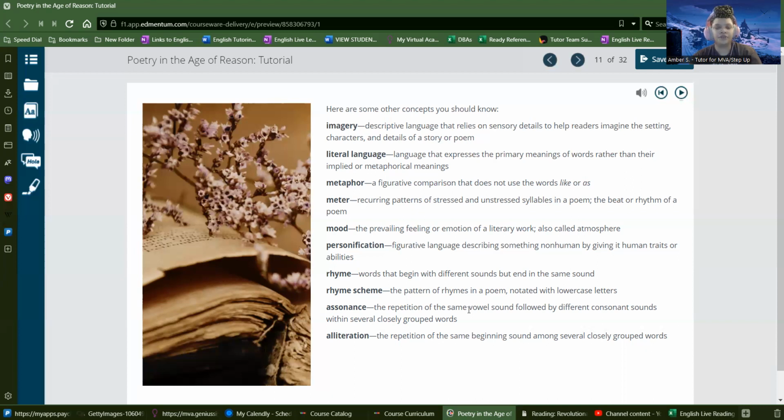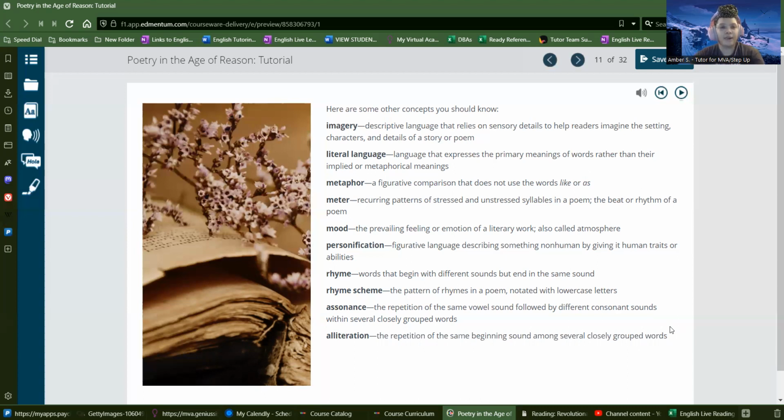As a short refresher, vowels are A, E, I, O, U, and sometimes Y. So ground has that O-U-N-D, so does found, and so does pound. So those are vowel sounds that are repeating in a line. So that's assonance. Then we have alliteration. Alliteration is the repetition of the same beginning sound among closely grouped words. So if you have a group of words that start with the same beginning sound, that's alliteration. An example of this would be a tongue twister. She sells seashells by the seashore. That's alliteration because it's a lot of the same sounds grouped together.